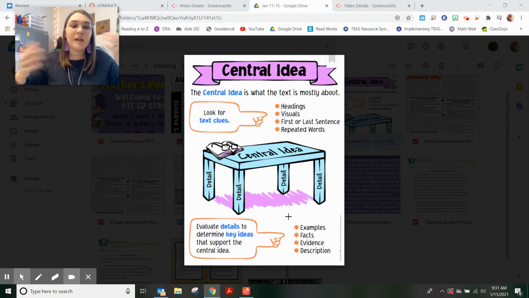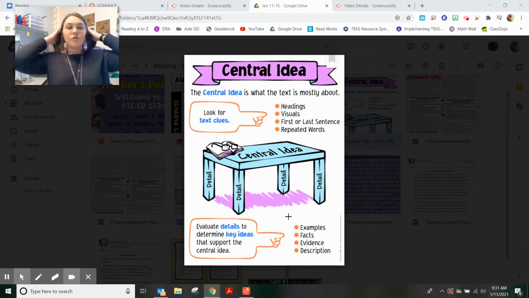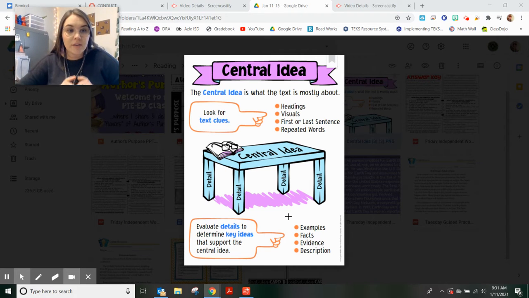So I want you to think back on all of the lessons that I have taught you about central idea. Can you remember what central idea is? Look at this anchor chart that I have posted on the screen and see if you can remember what central idea actually is.